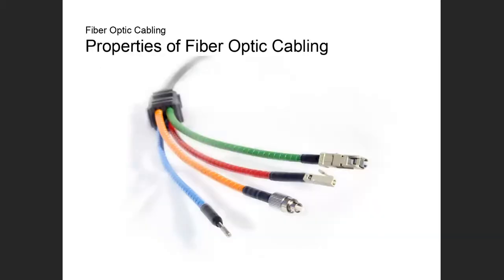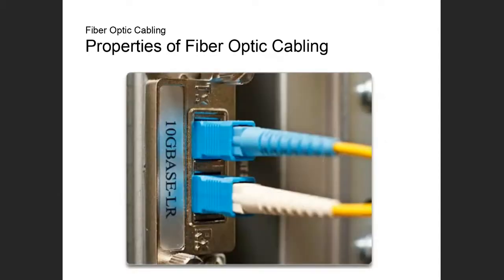Okay, so let's go to fiber optic cabling. Fiber optic cabling, instead of using electrical current through a copper wire, uses little tubes, little mirror tubes, and you can shoot pulses of light in one end, and it's usually infrared where you can't see it. It looks kind of red.